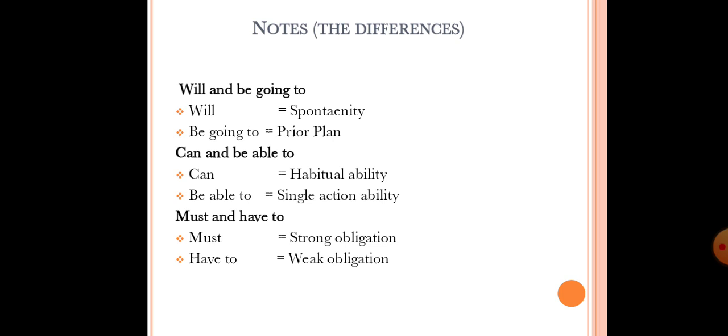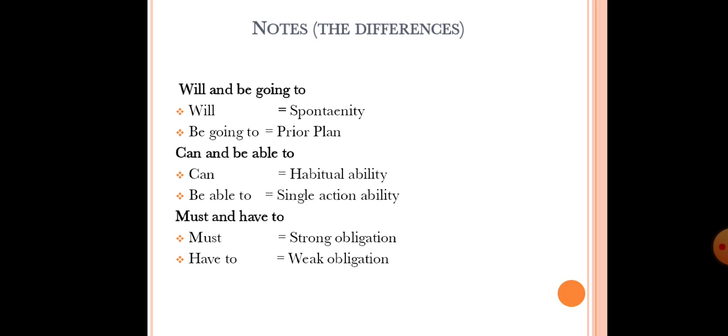Secara spontanitas. Example, I will eat rice. Your computer is on. Oh yes, I will switch it off. And how about be going to? Be going to is prior plan. It means this is contrary to the definition above. There is a plan, and it must be done. Like tomorrow, Susan's wedding. I'm going to go there. Or your computer is on. Oh yes, I know. I'm going to switch it off. There is planning.